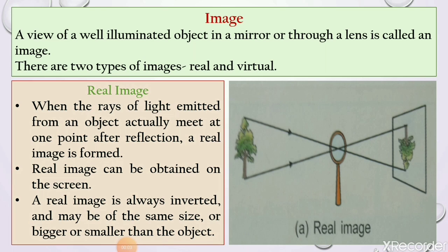Now students, our next topic is image. First of all, what is an image? When we look into a mirror, we see our face. What we see in the mirror is a reflection of our face, and it is called the image of our face. So our face is the object, and what we see in the mirror is its image.